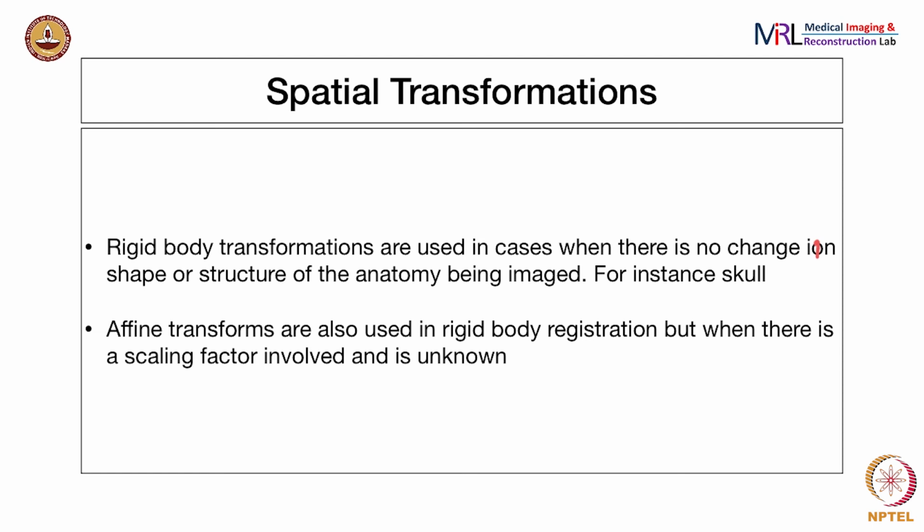Affine transforms are also used in rigid body registrations, but in this case, some sort of a scaling factor is involved and is unknown. So then you use affine transforms. But typically, rigid transformation will just include rotations and translations. They are the ones that are typically used.